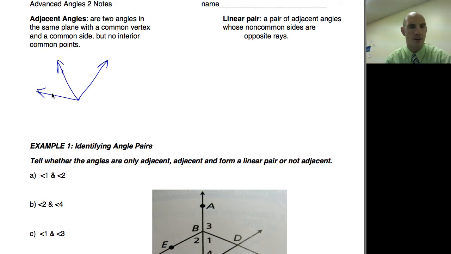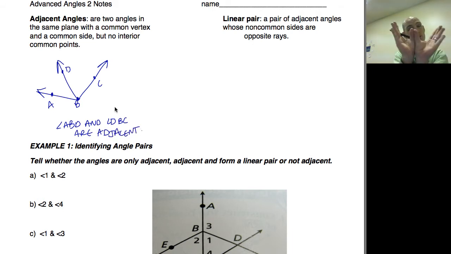And so if I draw an angle here, and I basically put a ray in the middle, and I call it, let's get creative, A, B, C, and D, angle ABD, and angle DBC are adjacent. Notice they're next to one another and they share that common side. That common side overlaps.